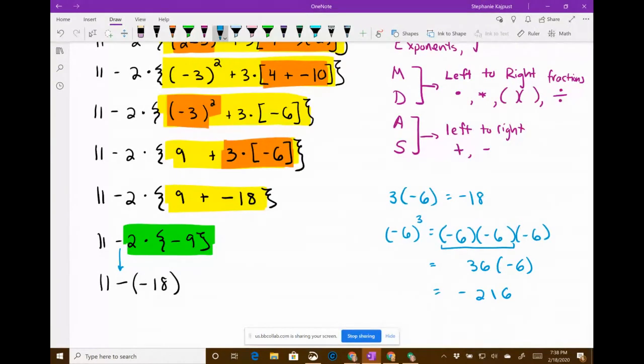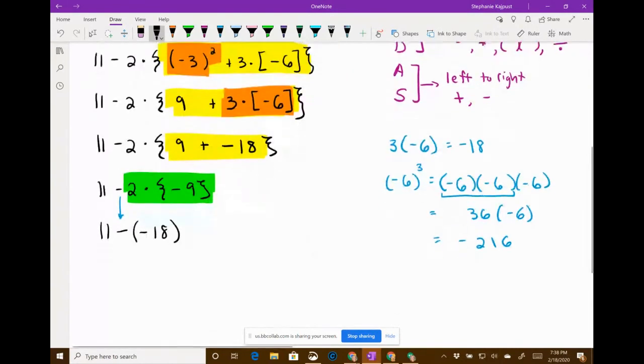So I'm subtracting a negative. Now when you're subtracting a negative, those negatives cancel out and that becomes adding. So that becomes 11 plus 18. So subtracting a negative, those cancel out. So now I'm just at 11 plus 18, and so now I can do that addition. That's the very last step. And so that will give us 29 as our final answer.